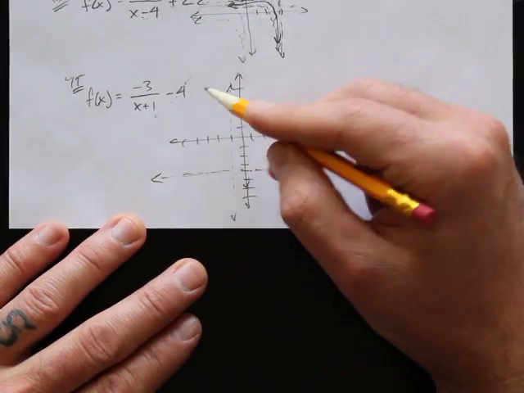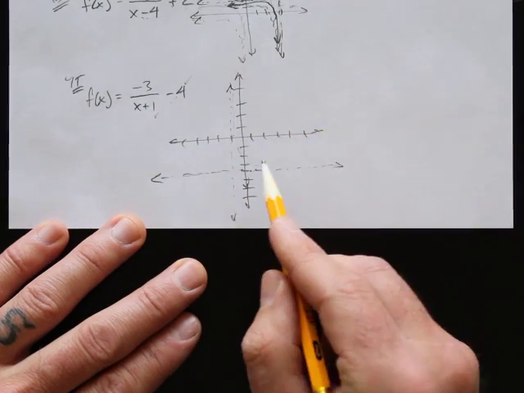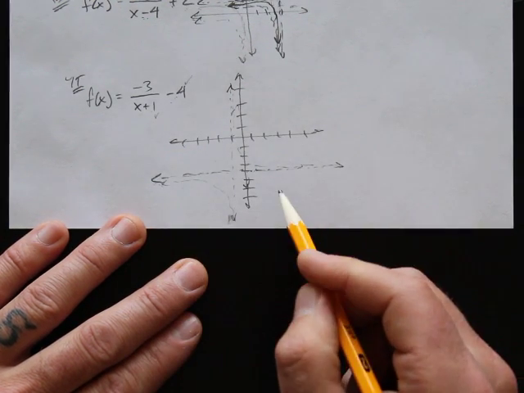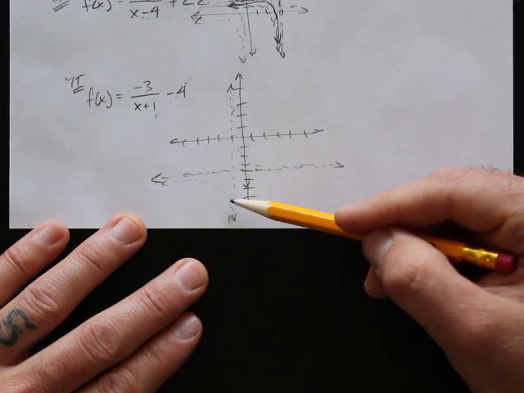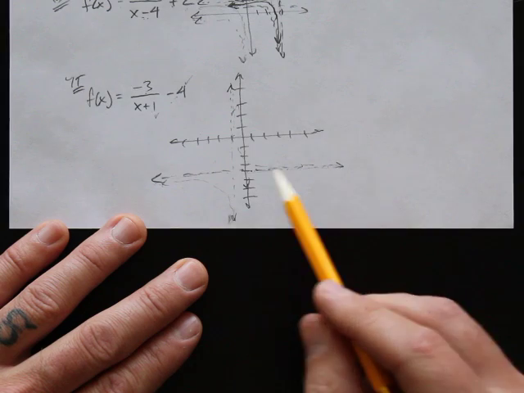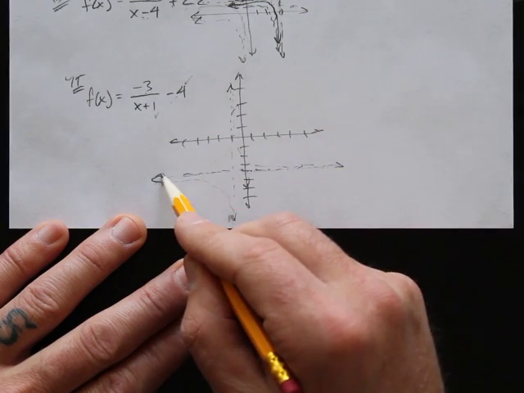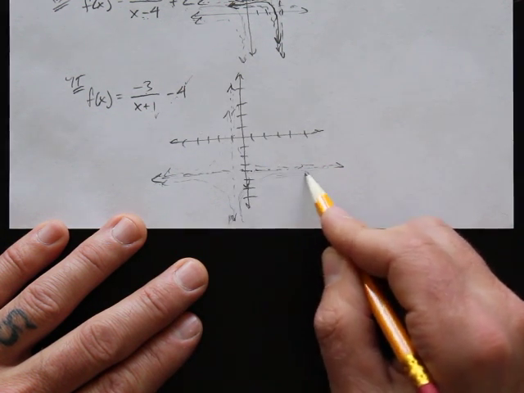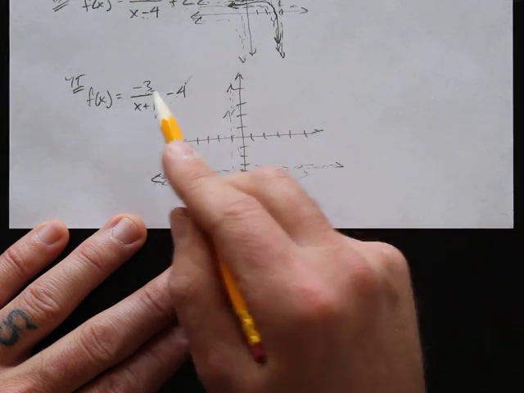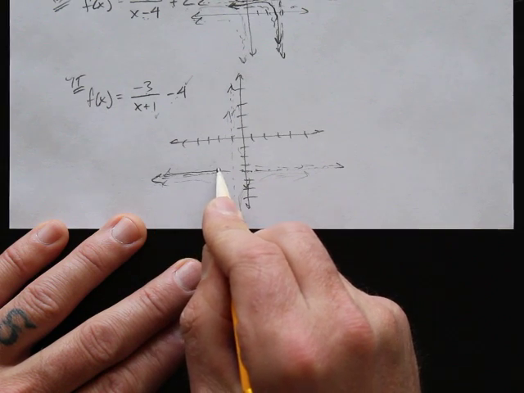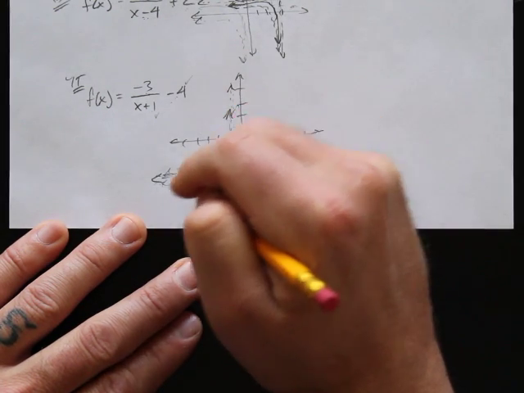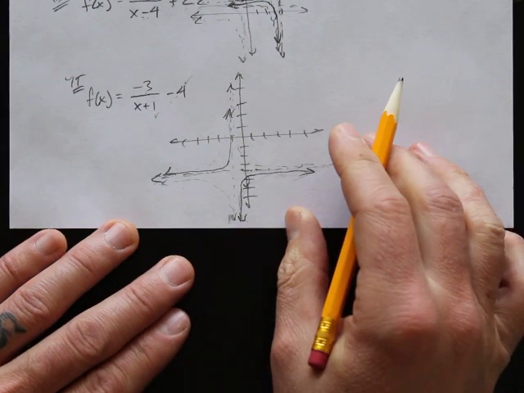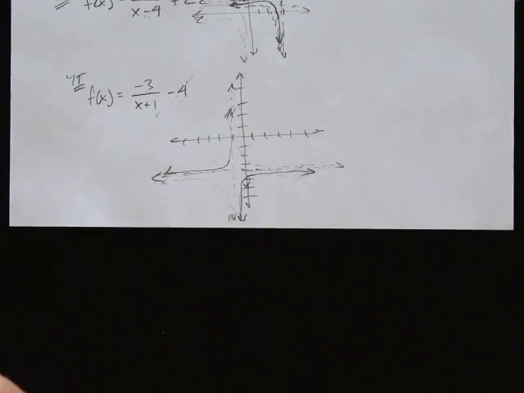So let's draw what it would look like before we do this negative 3 thing. So it would look like this. But since this is negative, we're going to flip it across the horizontal asymptote here. And so then it's going to look like this now. And since it's being multiplied by 3, then it's going to come in much tighter to the axis there. And that's it. That's how you do it.